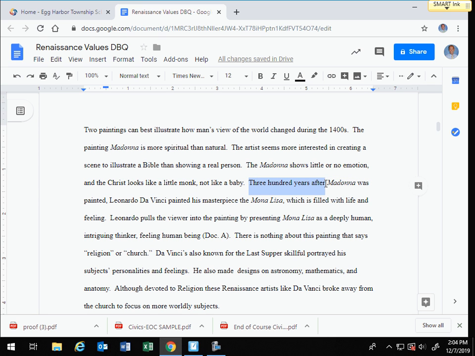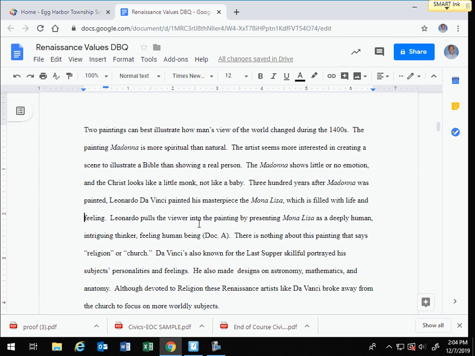300 years after Madonna was painted, Leonardo da Vinci painted his masterpiece, the Mona Lisa, which was filled with life and feeling. All right, this is a great sentence. Why is it great? Well, they've added a little context: 300 years after Madonna, Da Vinci paints the Mona Lisa. So it's offering a sharp contrast, which was filled with life and feeling.